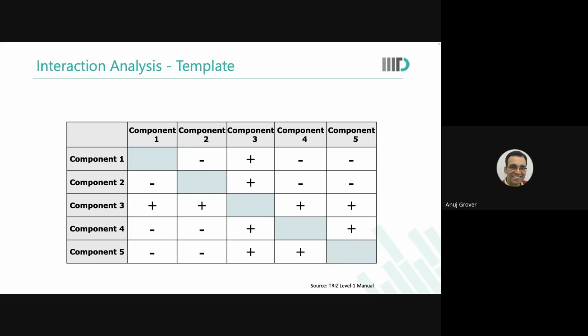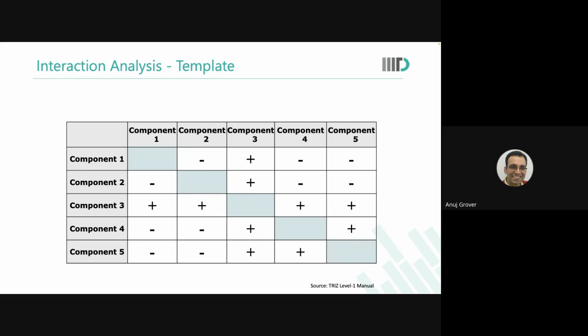If two components touch, I put a plus sign. If they do not touch, I put a minus sign. And I do this for both the halves. I look at component 2 and check if component 1 touches it. And I look at component 1 and I look at does component 2 touch it. So the entire matrix has to be filled. You can go row-wise or you can go column-wise, but you have to fill every cell with a plus or a minus.